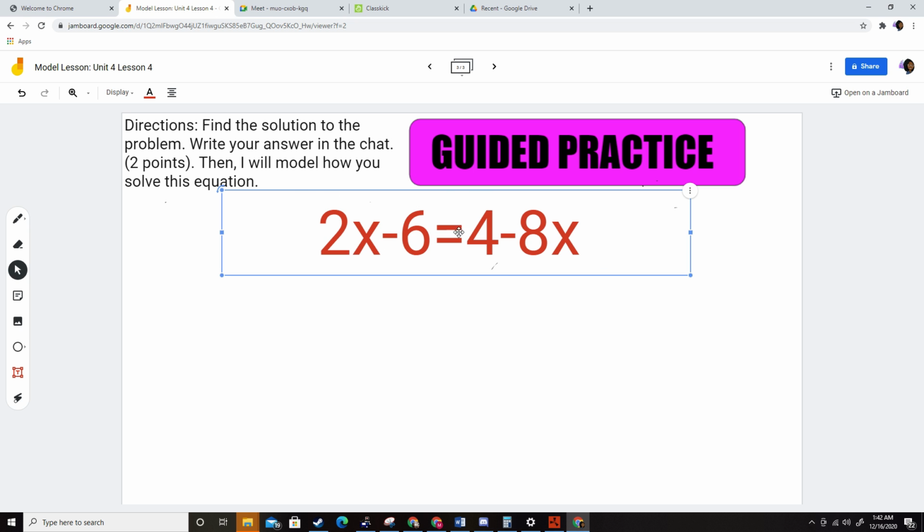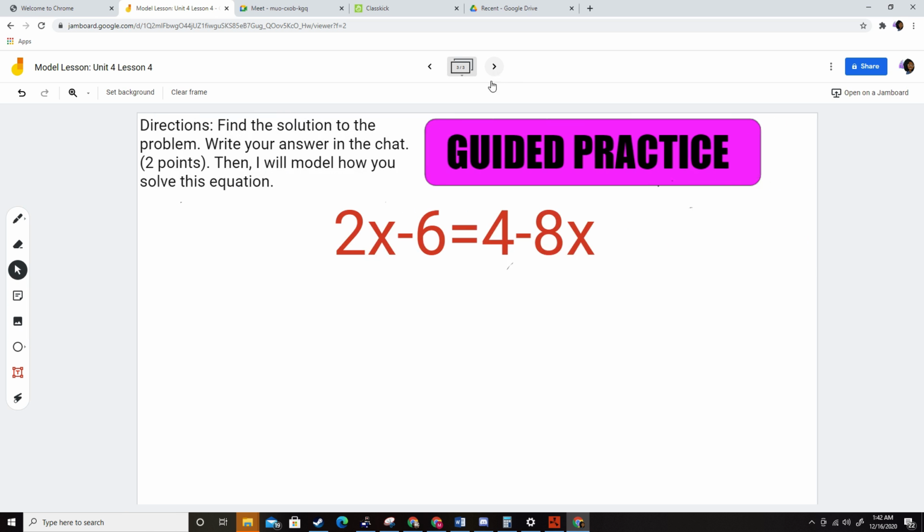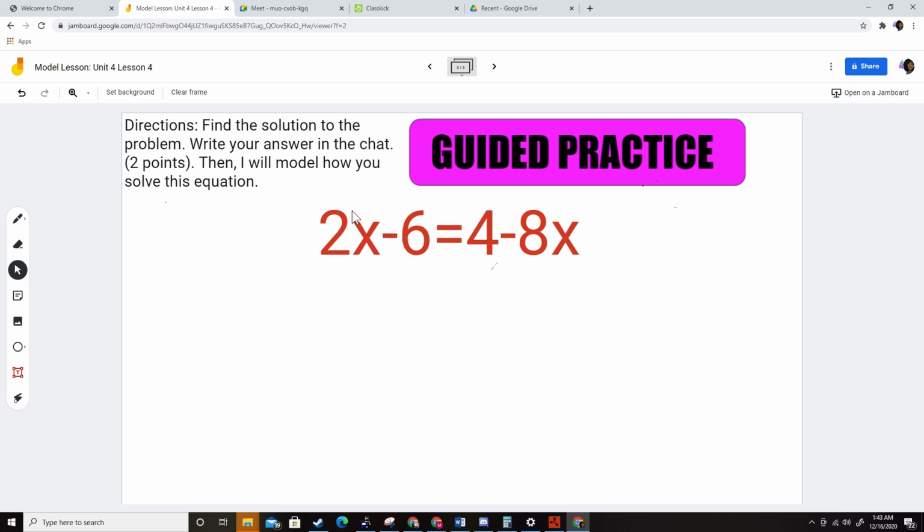Now, since you guys are on the same Jamboard with me, take a minute, look at some of the stuff that we did over here if you're confused as to what you need to do next. I'm going to give you guys about 3-4 minutes, and I'll catch you in a few seconds. Okay, guys, it's been about 3 or 4 minutes, so let's go through and check how to solve this.